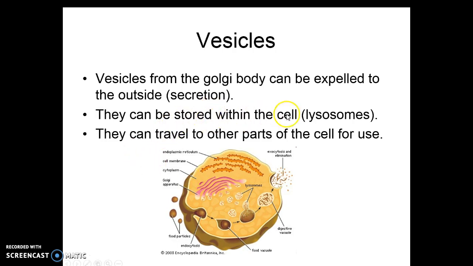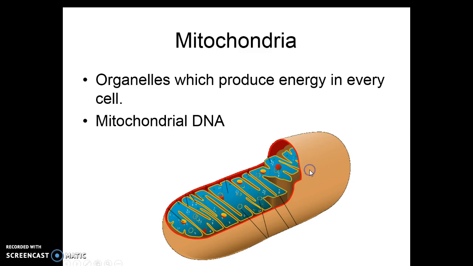They can also be stored within the cell, and they can travel to other parts of the cell. So this is like a nice, safely packaged way to carry stuff around. Like you're going to carry a snack with you. You put it in a little Ziploc bag. You don't just throw a handful of food in your pocket, right? You put it in a baggie or something to carry it. That's what a vesicle does.